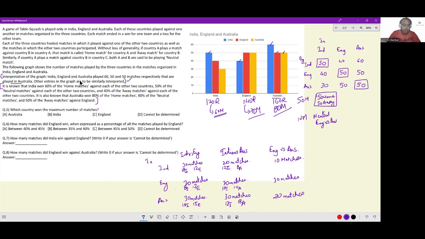Okay. This is India's matches, all matches that India is participating in, their outcomes, or at least the distribution of their outcomes is known. It is also known that Australia won 80% of home matches. Now see, home matches for Australia would be these 30 and these 20. Out of 50 matches, Australia is supposed to win 80% of the matches.